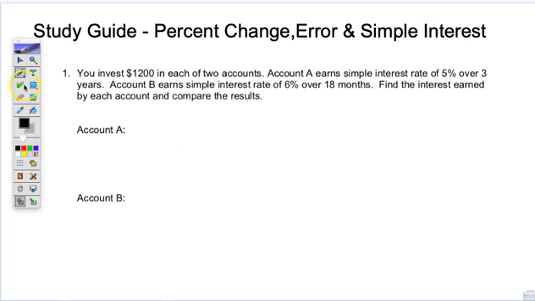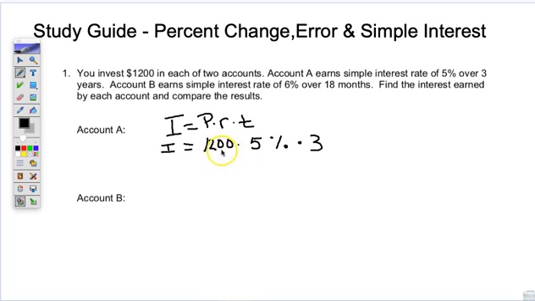So remember, each time that you start a problem with simple interest, you should always begin by putting the formula down on your paper. Then you can fill in what you know. So in the first problem, we invested $1,200. So $1,200 is the principal. It said that in account A, we are earning 5% interest, and that's going to be over 3 years. So we are looking for I, which is interest.